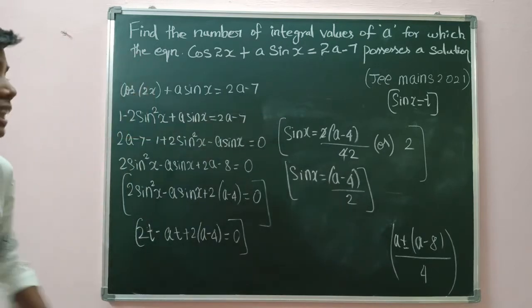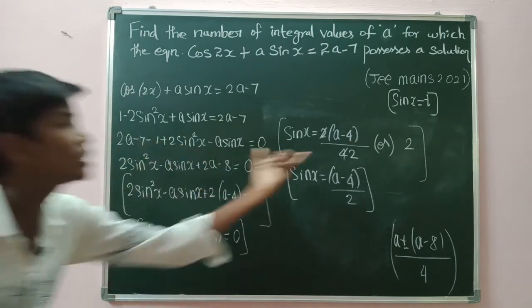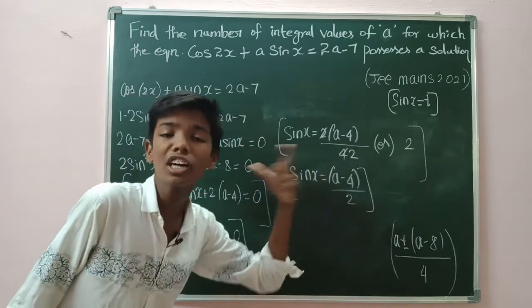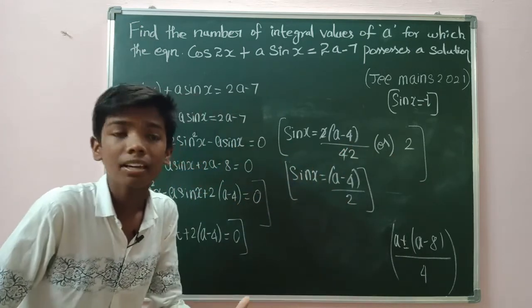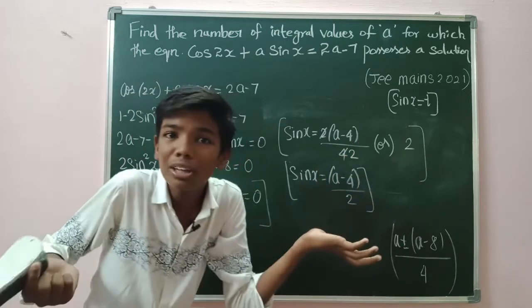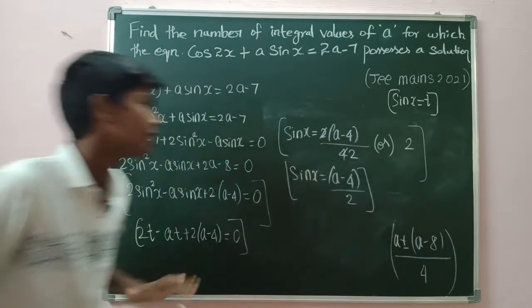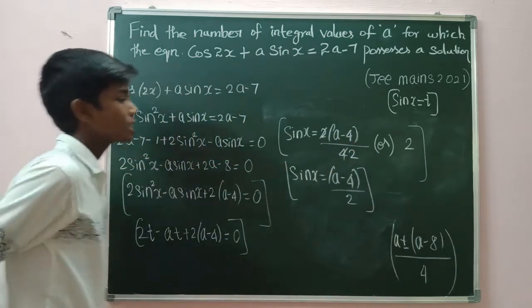I will repeat once again. Basically, they are asking the value of a. In which of these two roots do we have a? Only in the first root we have a. Do we have a in the second? Of course not. Only in the first root do I have a, because in the numerator I have a. That is why I consider sin x as (a minus 4) by 2.